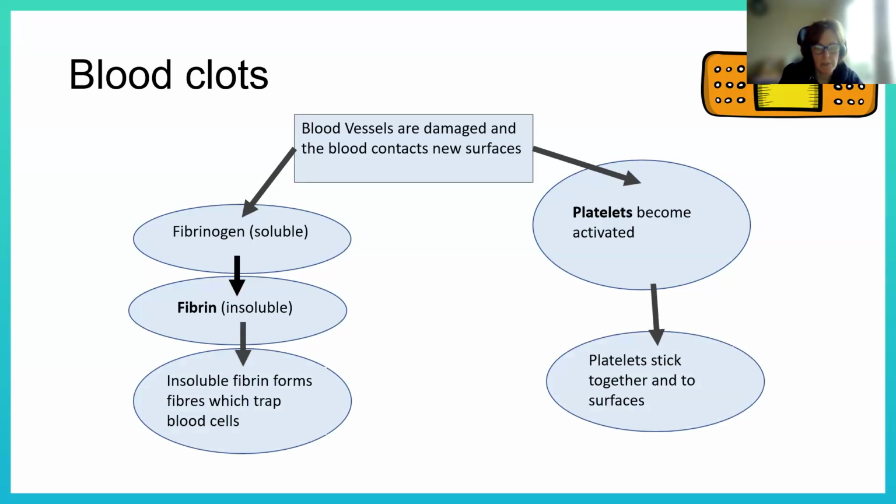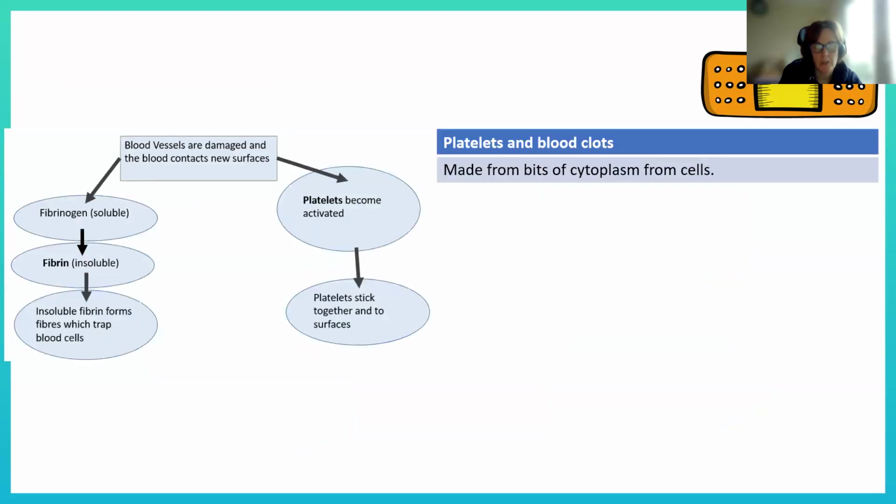So you have fibers, platelets, and blood cells all trapping together, and they can plug injured, damaged blood vessels. So as we said, the platelets are these little bits of cells.